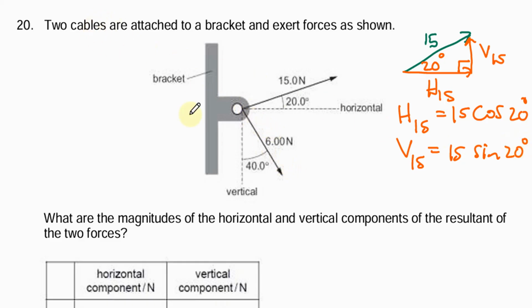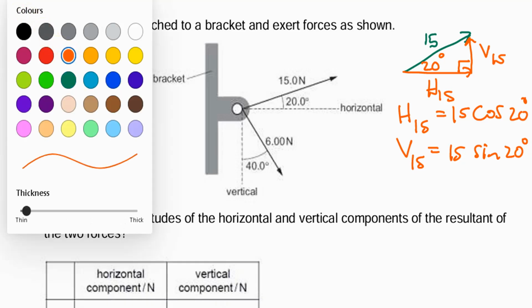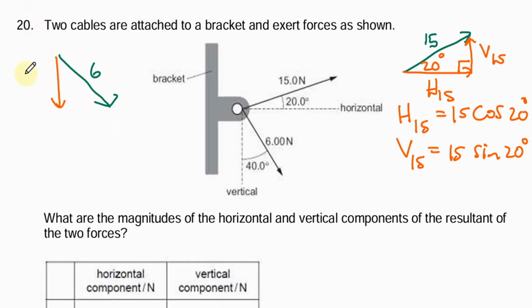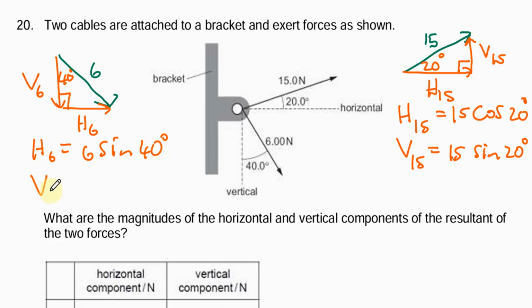Let's do the same for the 6 Newton force. We have the vertical component, which I'm going to call V6, and the horizontal component, H6. This is 90 degrees, and the 6 Newton force makes an angle of 40 degrees with a vertical. Then H6 will be 6 sine 40, and V6 will be 6 cos 40.